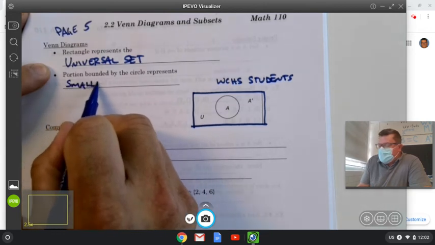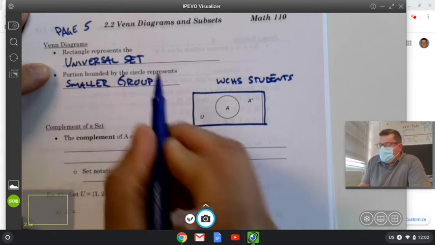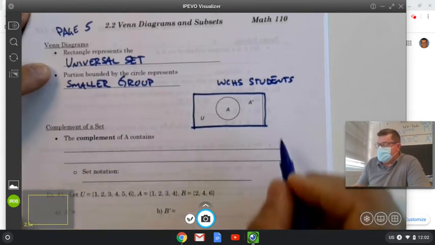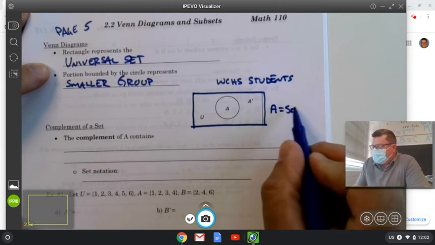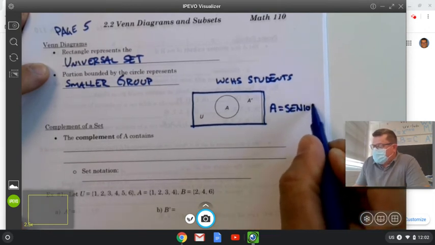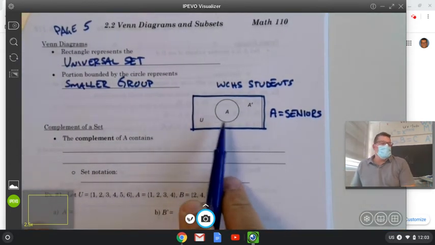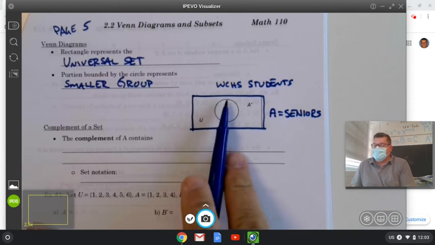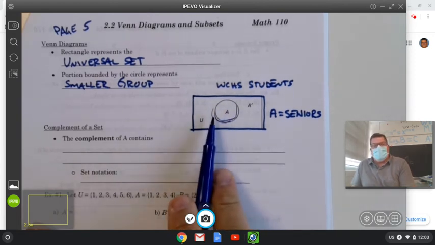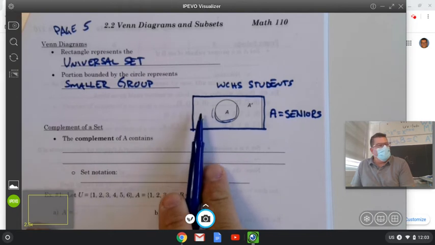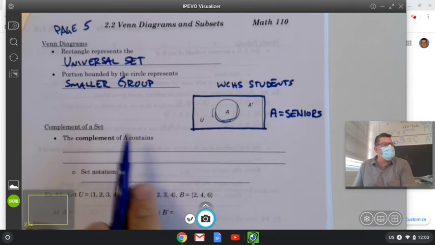And that smaller group could be, in our case, seniors. So A equals seniors. If there's about 1,400 students here at Washington, about 400 are seniors. Okay, so 400 people will live in the circle, and 1,000 people will live in the rectangle, not in the circle, and that's called the complement.